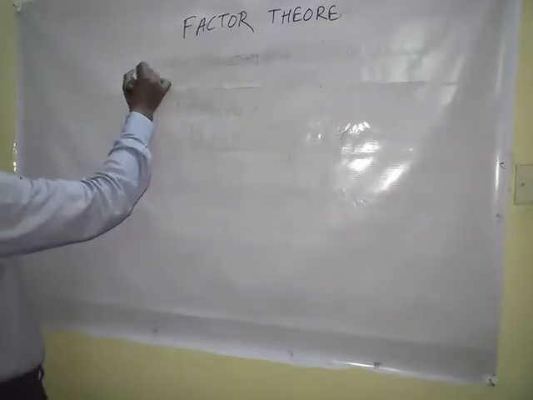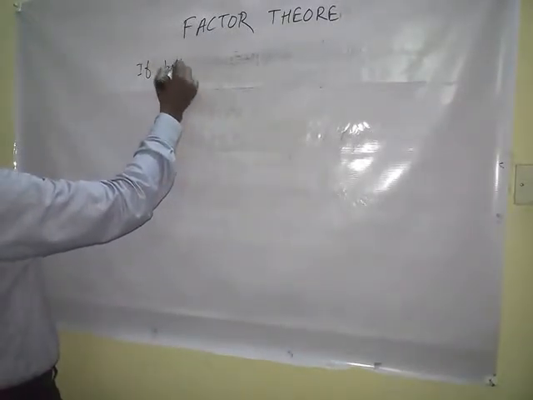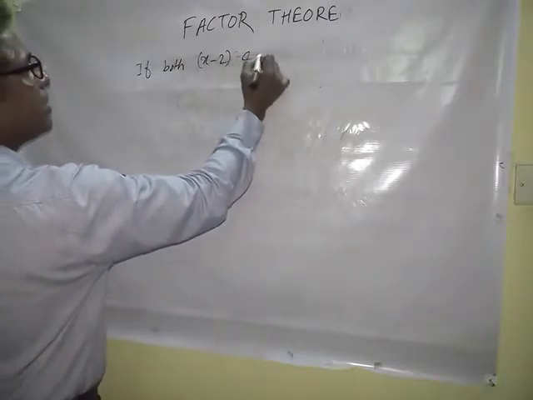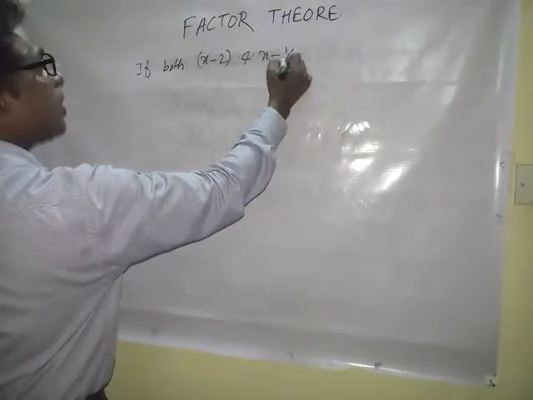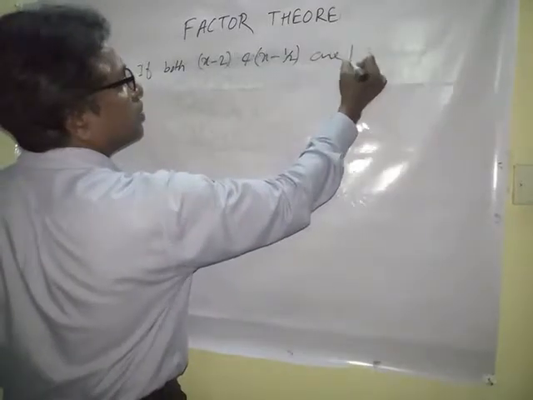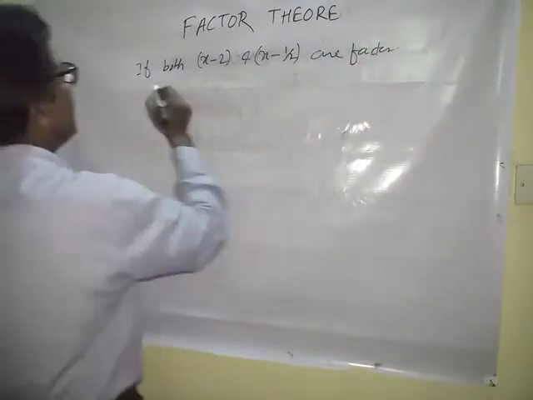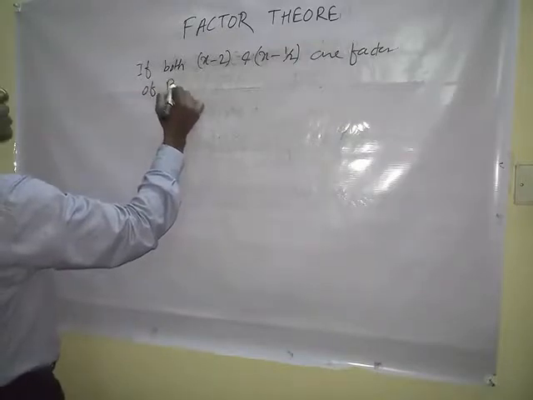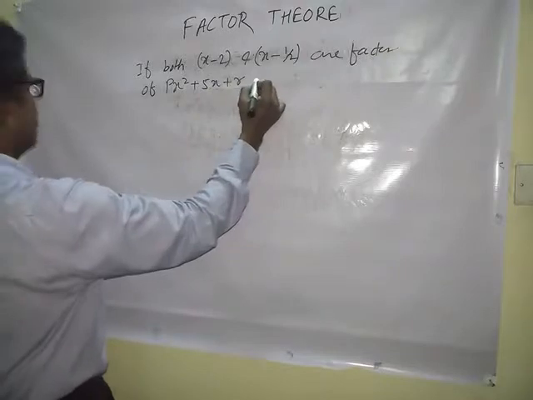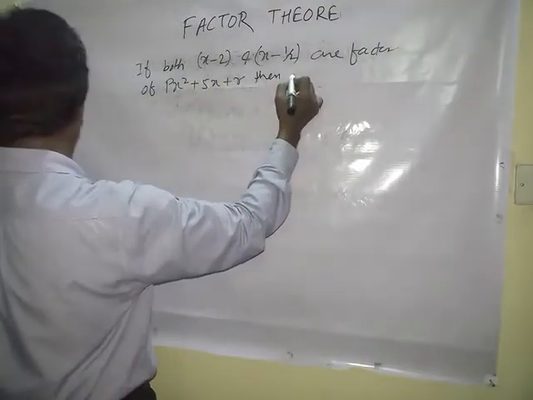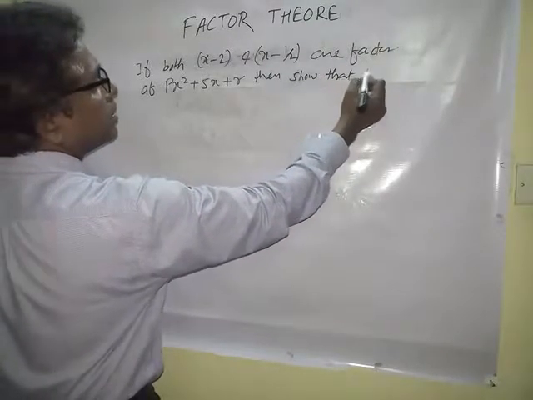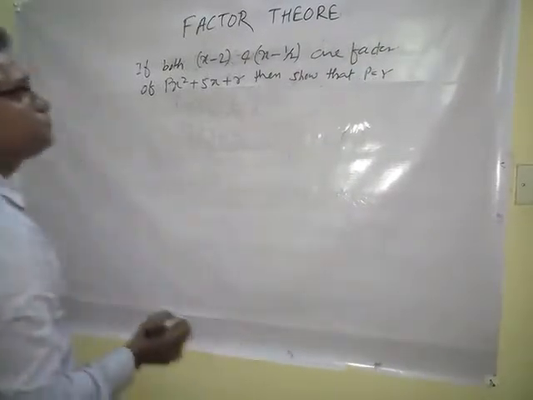Now if both x minus 2 and x minus 1 upon 2 are factors of px square plus 5x plus r, then show that p is equal to r.